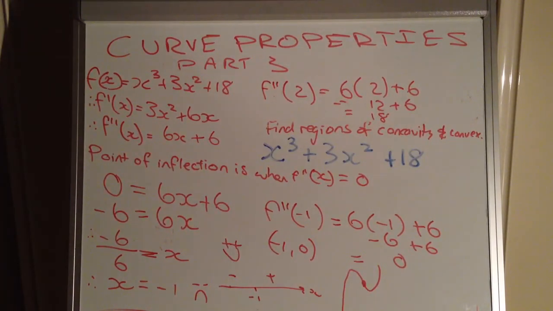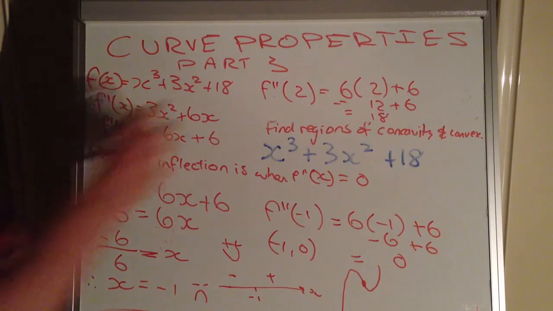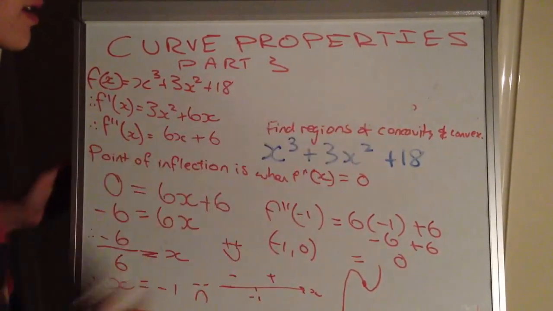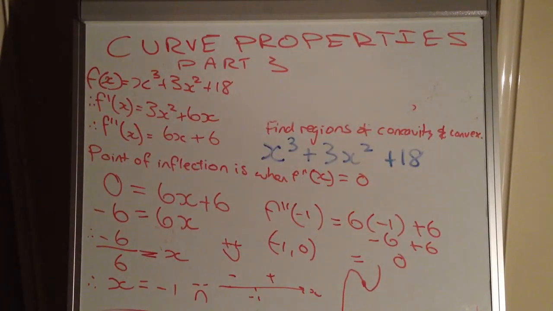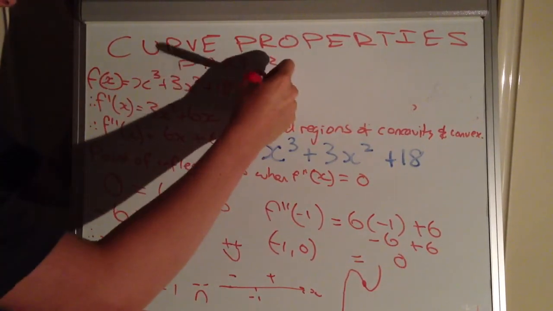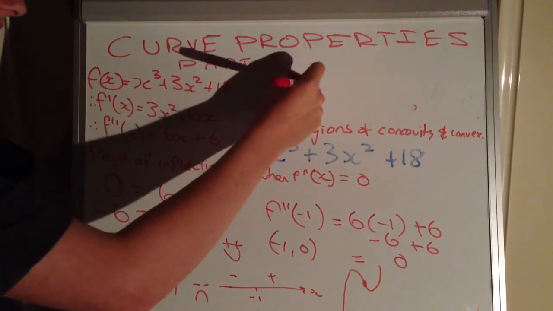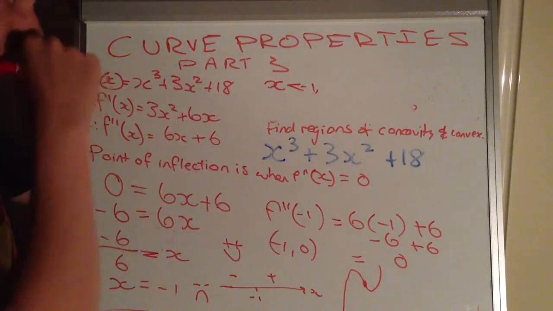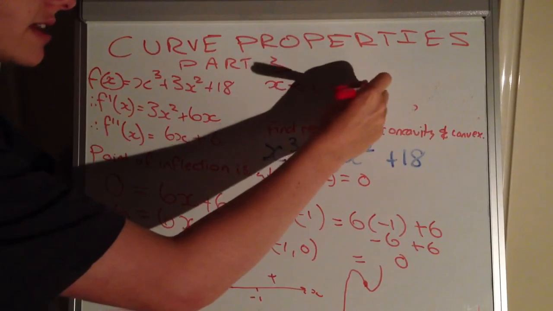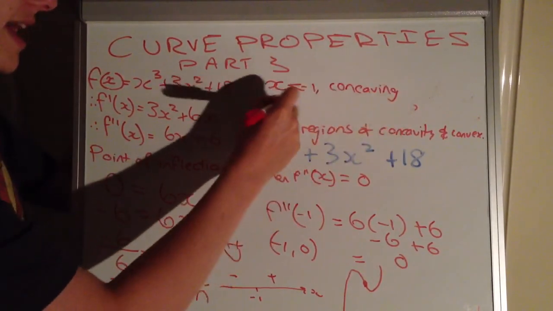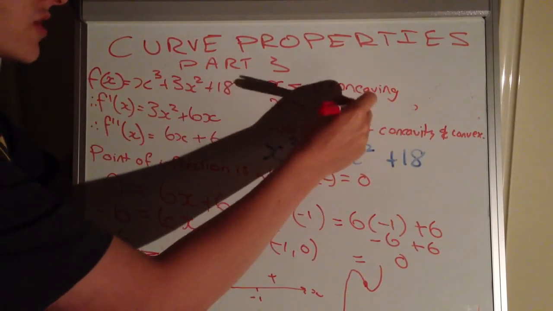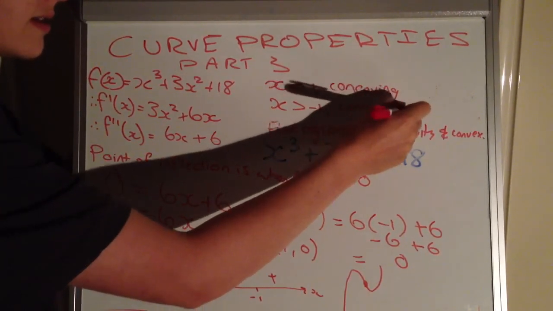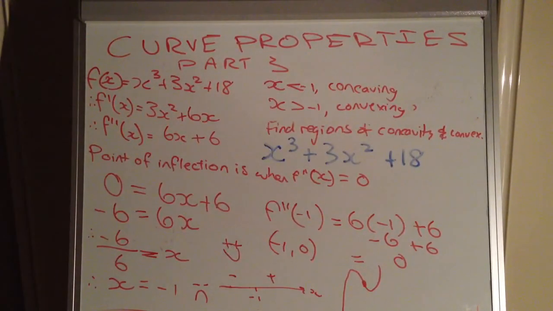And that conclusion is, and I'll probably write it up here, just so I have some room. So for x is less than -1, it is concaving. And for x is greater than -1, it is convexing. And there we go, we worked out the concavity and convexity nature of this actual function.